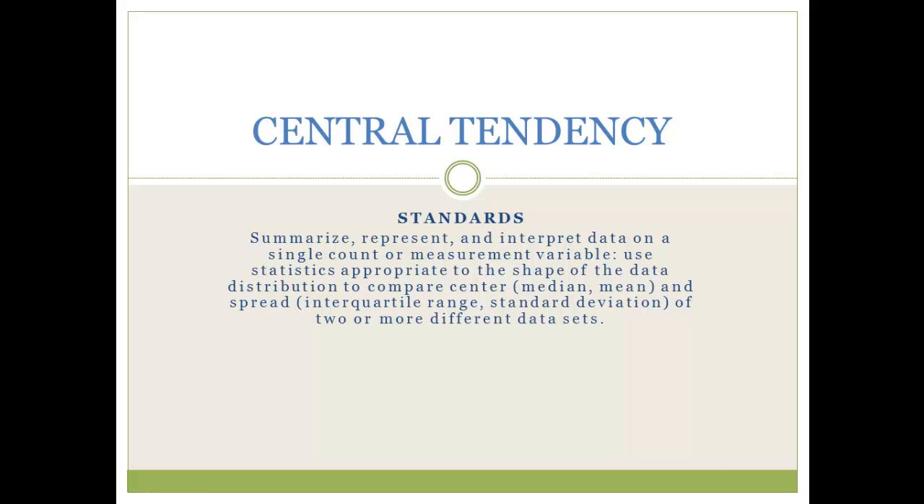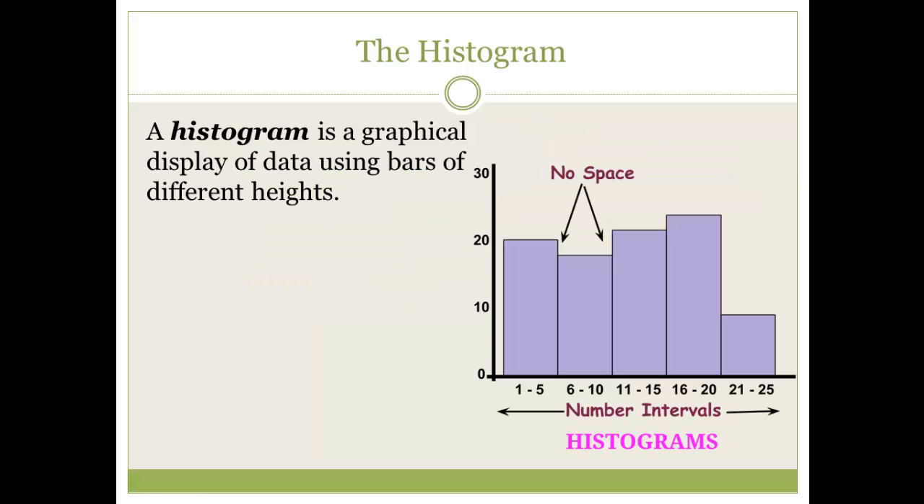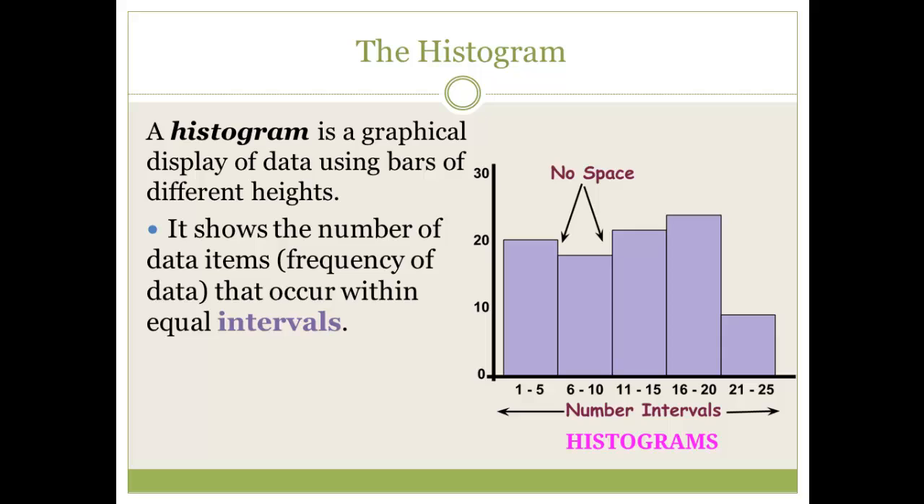Central tendency. A histogram is a graphical display of data using bars of different heights. It shows the number of data items that occur within equal intervals. Notice that the histogram on the right has equal intervals. Each one has 5 numbers within it, like 1 to 5, 6 to 10, etc. The heights of the bars change according to how many pieces of data are in the given interval.